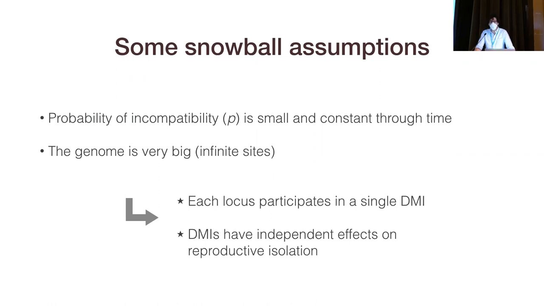One is that each locus participates in a single DMI, meaning, as Leonie and Tak Nakasato did, if you count loci, you can assume that each one of the sterility loci represents one half of a pairwise DMI. And similarly, DMIs have independent effects on reproductive isolation, meaning if all of these pairs are spread throughout the genome but don't really see each other, they're each contributing a little bit to reproductive isolation.